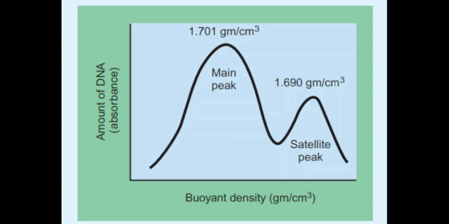Hello guys, this is Vineet, and there was a little concept that was left behind in the chapter properties of the DNA. That is, how do you purify the DNA using cesium chloride density gradient centrifugation?